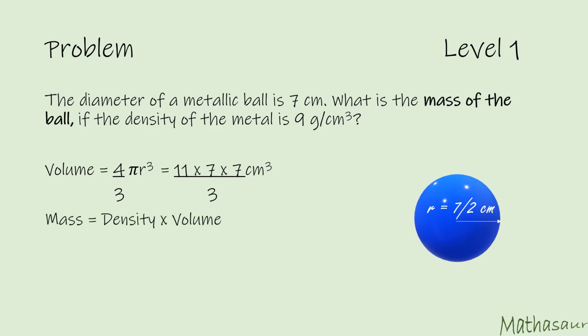Now, in order to find the mass of this ball, we would need to multiply the density by volume. Let us substitute the values and simplify. We get 3 times 11 times 7 times 7. Let us club them into pairs. Let us take 3 and 11 together and the 7s together. We get 33 times 49, which gives us 1617 grams.